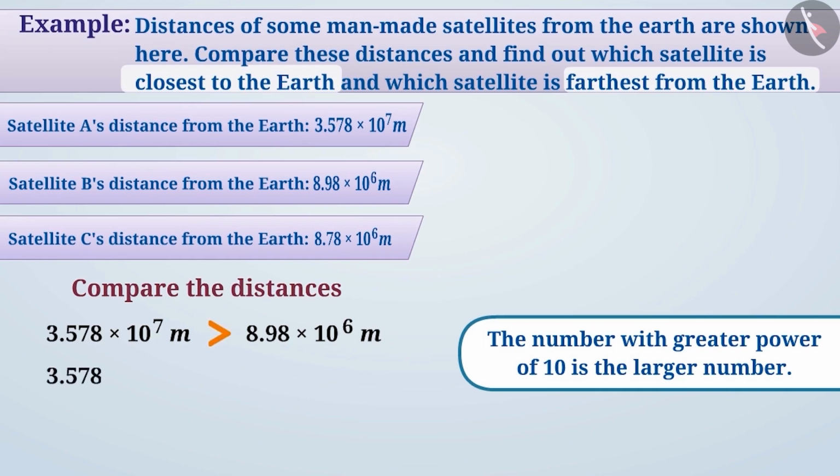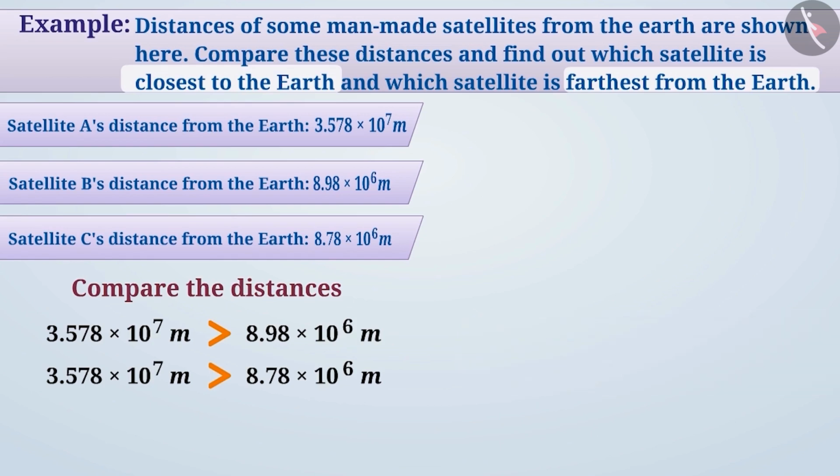Similarly, if we compare 3.578 into 10 to the power of 7 meters and 8.78 into 10 to the power of 6 meters, here also we can see that in the first number the power of 10 is 7, while in the second number the power of 10 is 6. So, we can say that 3.578 into 10 to the power of 7 meters is greater than 8.78 into 10 to the power of 6 meters.